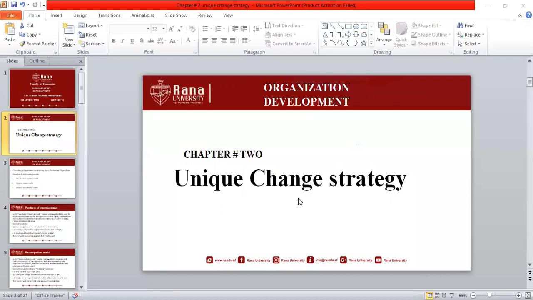Whenever you are bringing any changes inside the organization, without a strategy, you cannot bring any changes. You cannot incorporate any changes within your organization. You must have a strategy. Now, in this chapter number two, we are going to study three strategies that the OD expert, OD consultant are using.